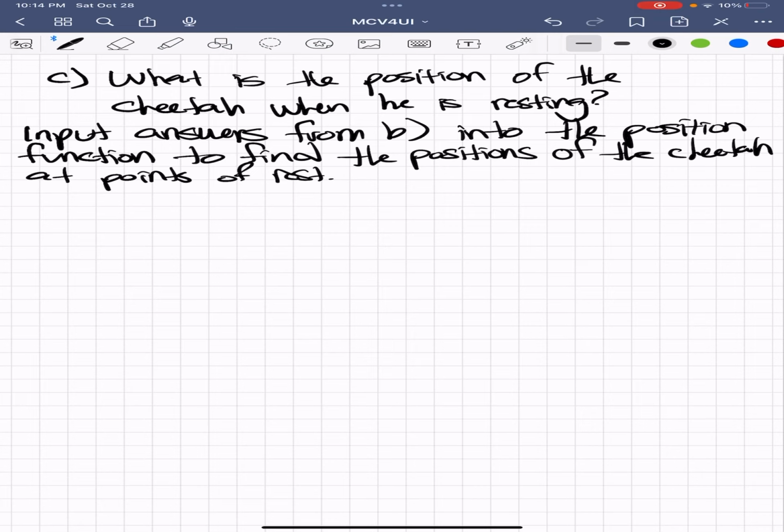So input answers from B into the position function to find the positions of the cheetah at the points of rest. So we have S of t equals t cubed minus 15t squared plus 63t.